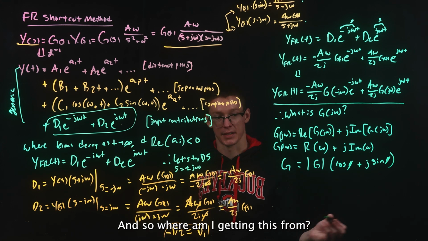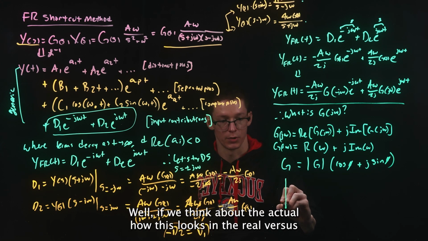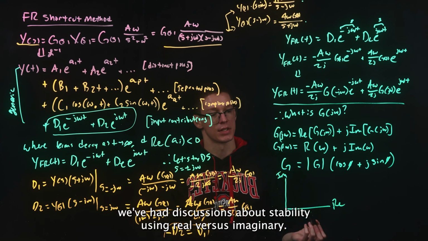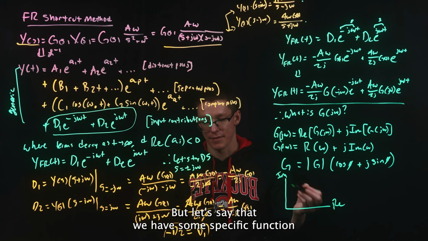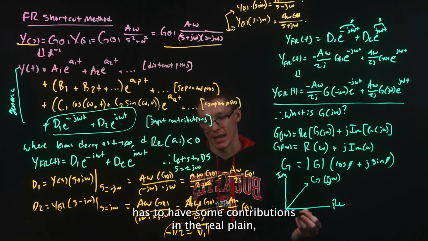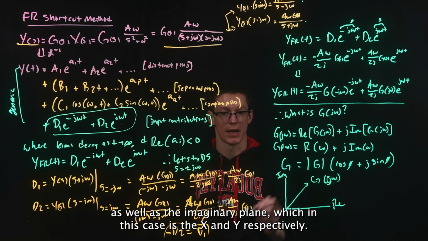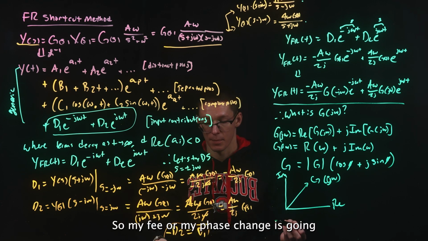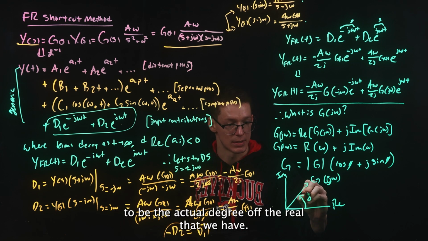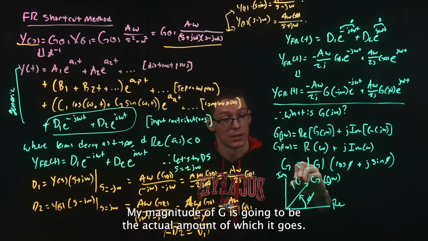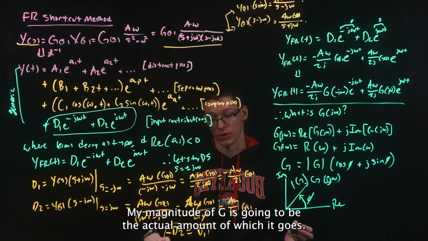And so where am I getting this from? Well, if we think about how this looks in the real versus imaginary planes, we've had discussions about stability using real versus imaginary. But let's say that we have some specific function of my transfer function, G of JW. So G of JW has to have some contributions in the real plane as well as the imaginary plane, which in this case is the X and Y respectively. So my phi, or my phase change, is going to be the actual degree off the real that we have. My magnitude of G is going to be the actual amount of which it goes.